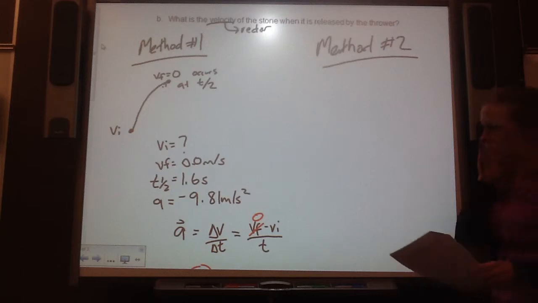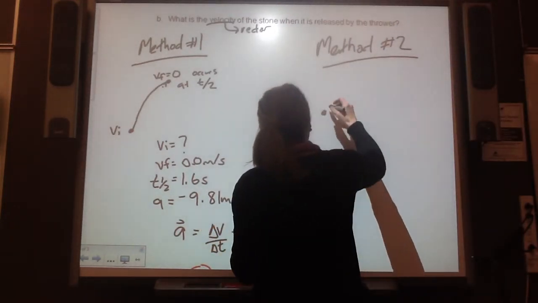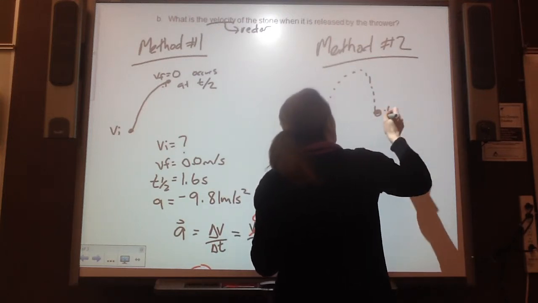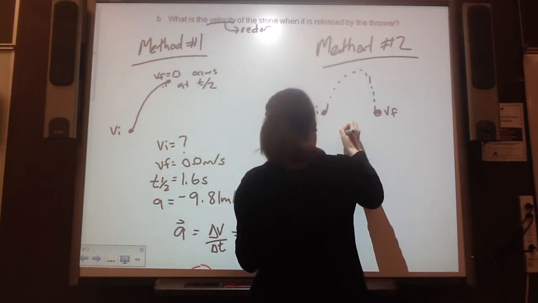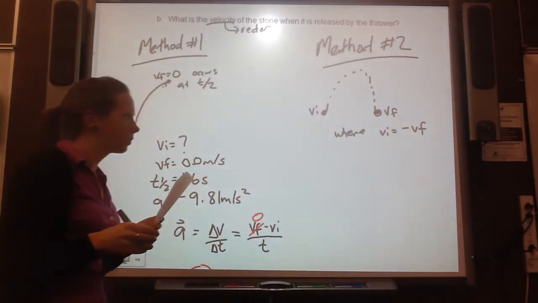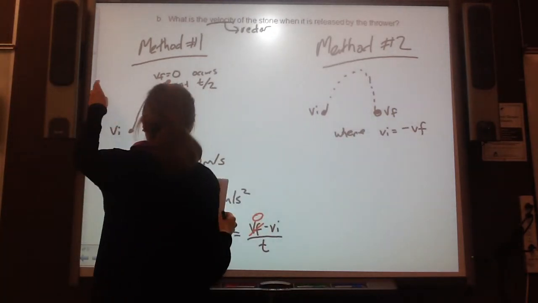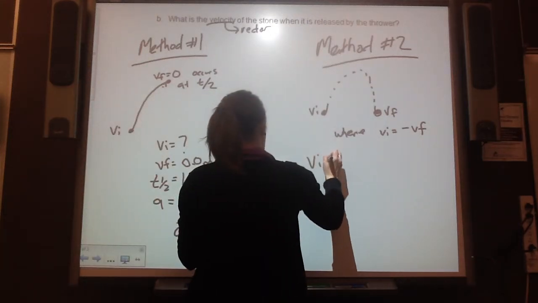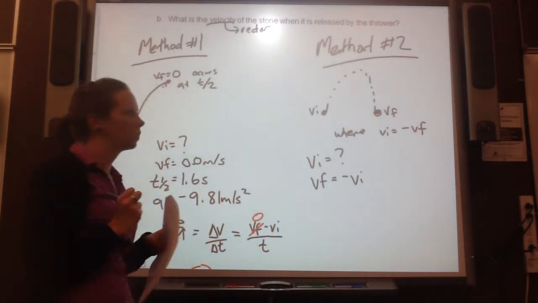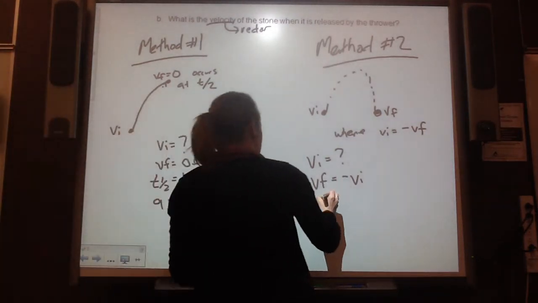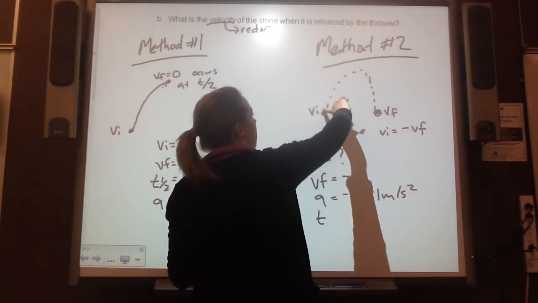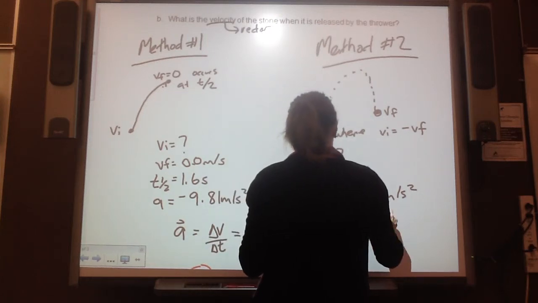Okay, so method 2, we just think about it a little bit differently. We decide that something else is going to be VF. I know that I toss it up and it comes back down. Now I'm going to say that this is VI, same spot, but where it ends is VF. I make the assumption that VF is equal to negative VI. I'm still trying to find VI. I know that my A is equal to negative 9.81 meters per second squared. And my T, because I'm looking at the whole time from start to finish, is 3.20 seconds.